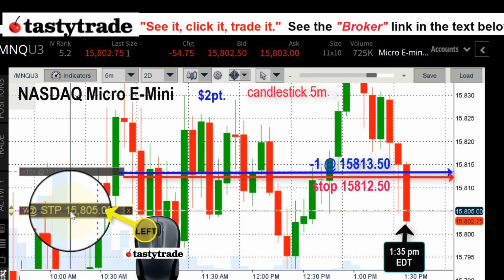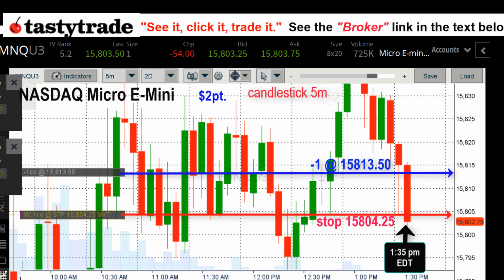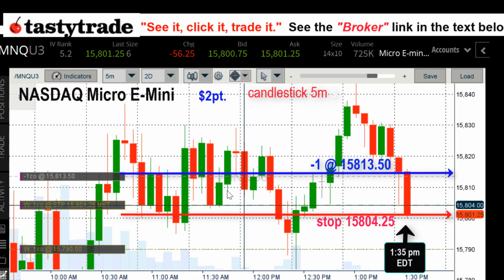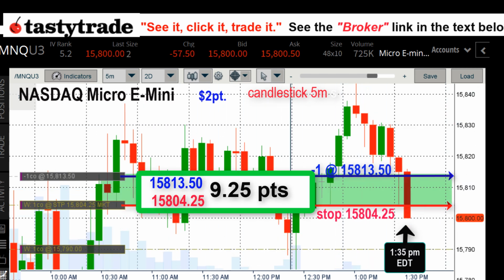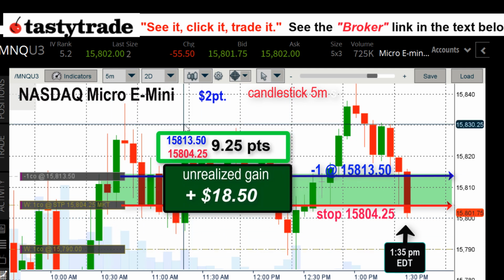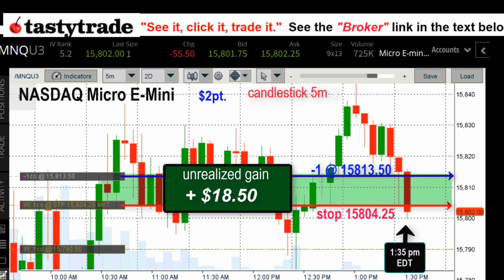Can't believe how fast the price just zipped down there right away. That's what I'd hoped would happen, but of course, you never know. And it's still going down. I'm down to 15,801 right now. And I just moved my stop again. My unrealized gain locked in now is $18.50. And I do not want to give that back. So worst case scenario now is I make $18.50.